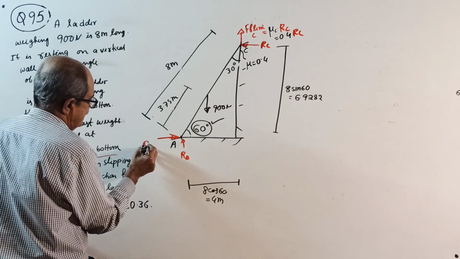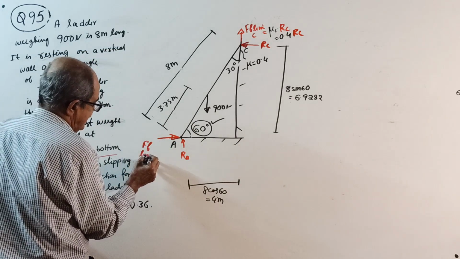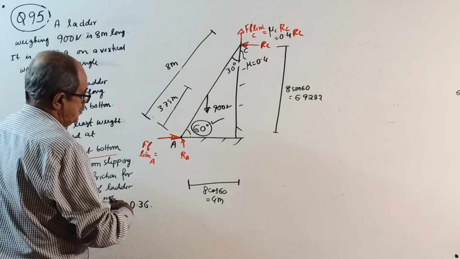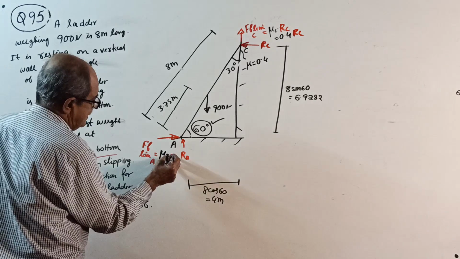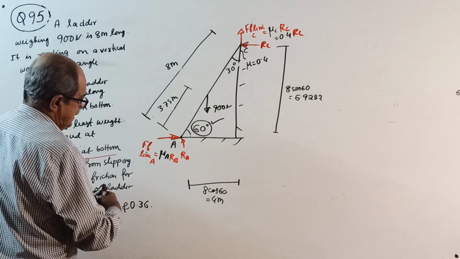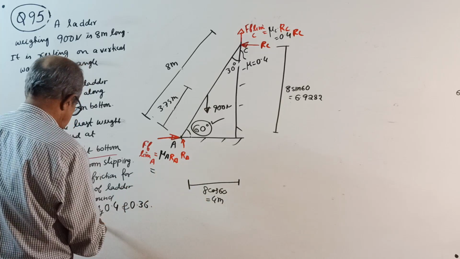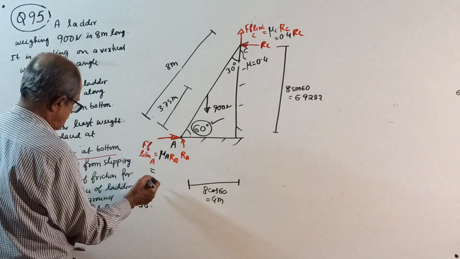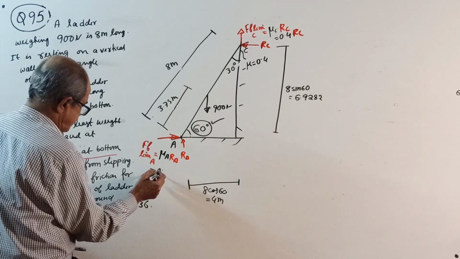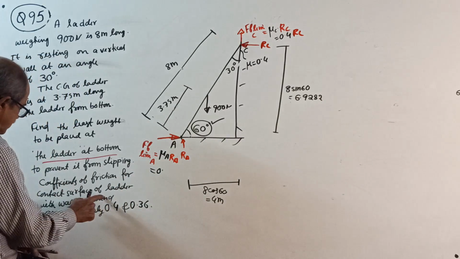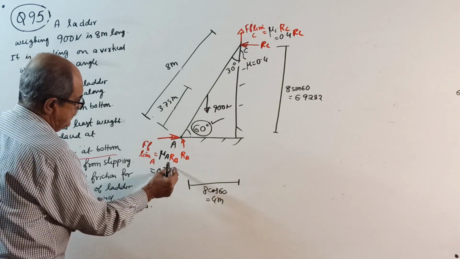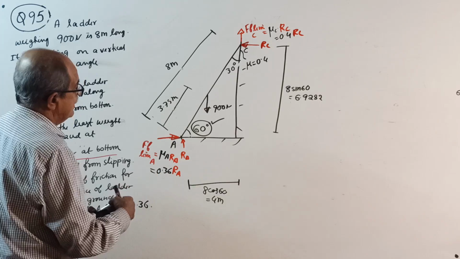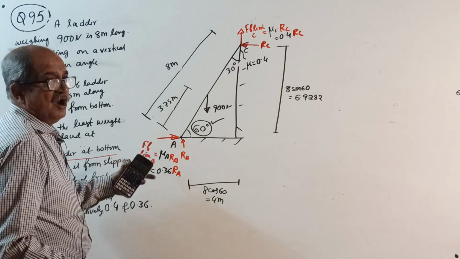This is the limiting friction force at A, equal to mu at A into RA, and mu at A in the question is given how much? 0.4? No, 0.36. See, with the wall is 0.4, ground is 0.36. So 0.36 into RA, this is usual. Okay, then further, all this you are right.